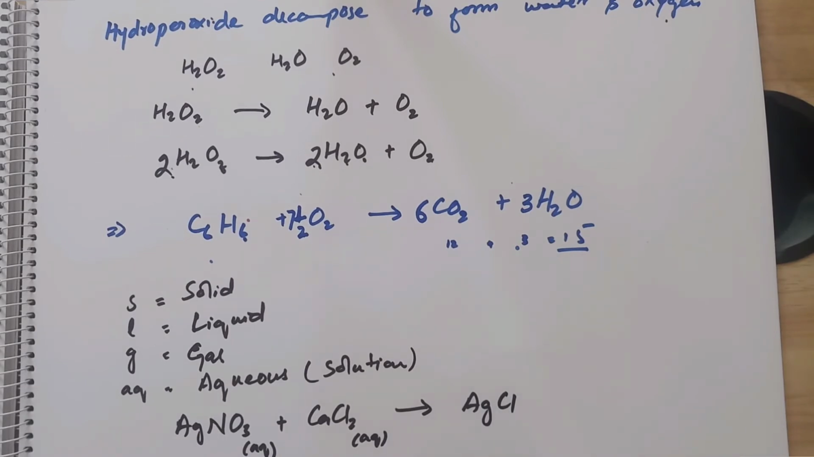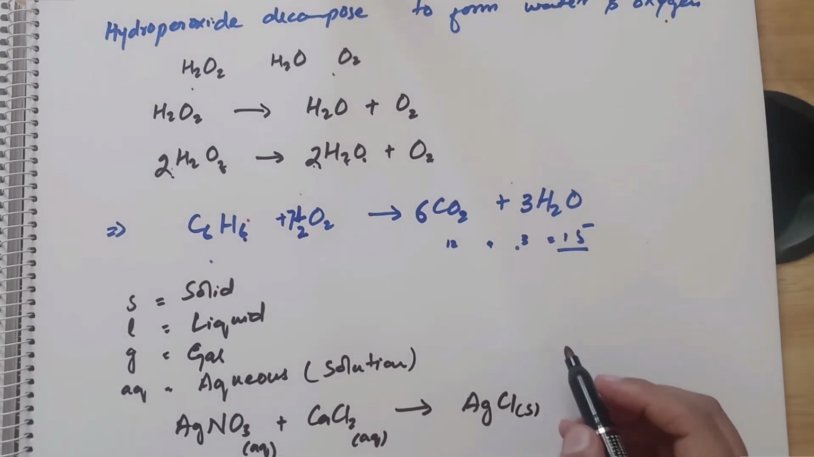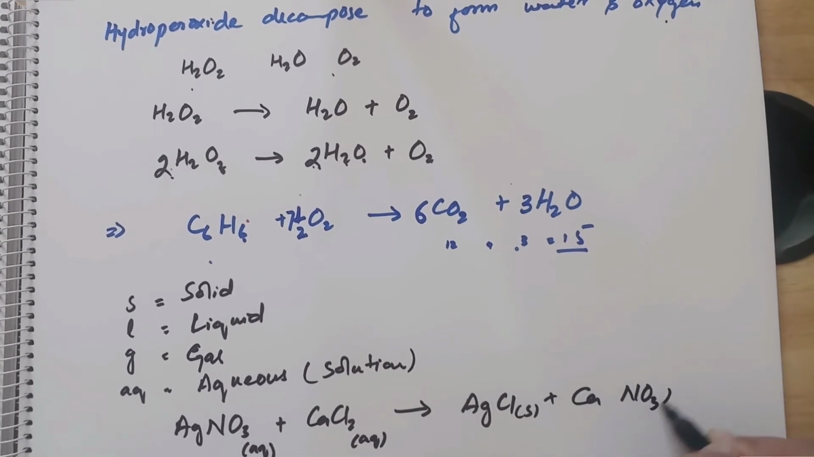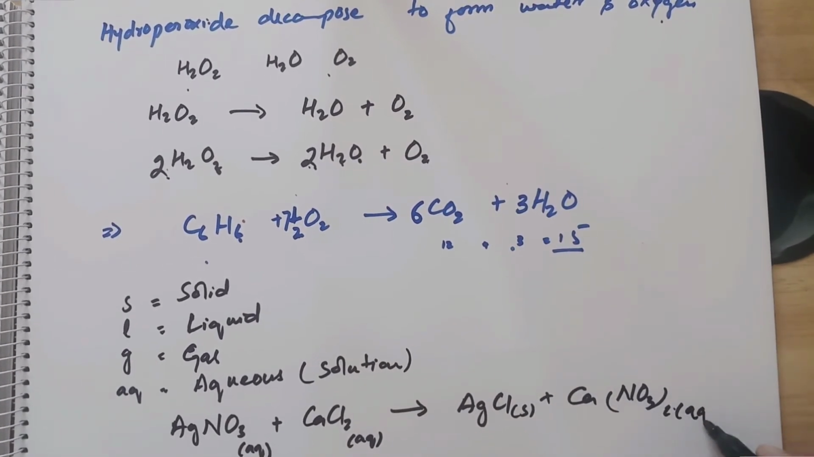Precipitate means they are present in a solid state. Precipitates are those substances that settle down after the chemical reaction. So they are in solid state, so we will write s here. And the solution of calcium nitrate, so it is a solution, so I will write aq here. Is it clear? So by the description we can understand what is the state symbol of a given substance.